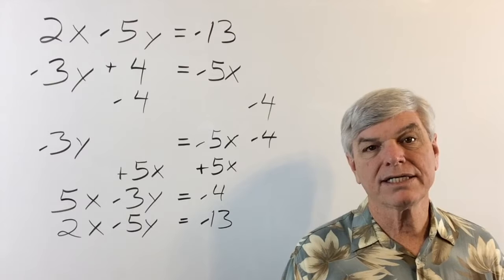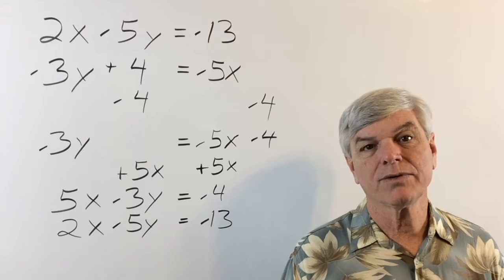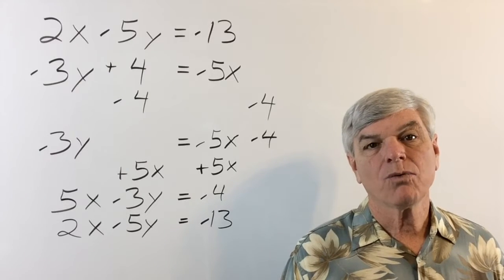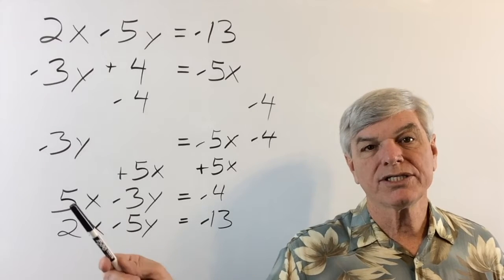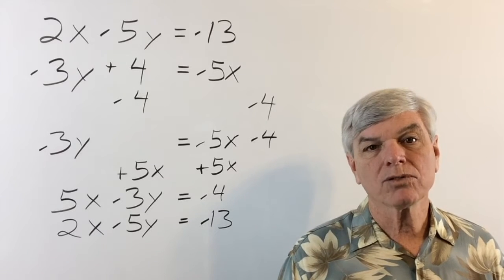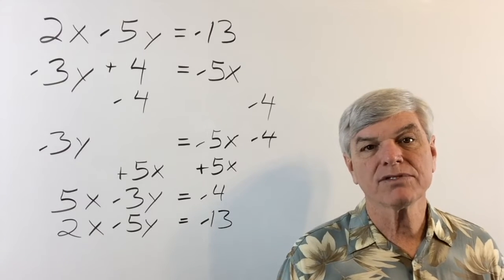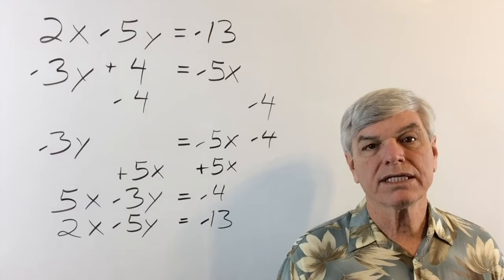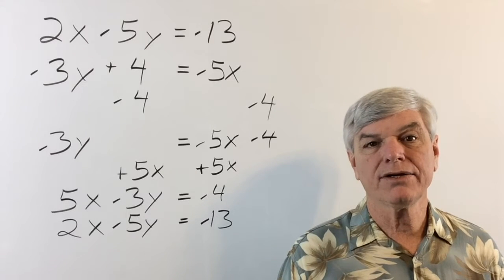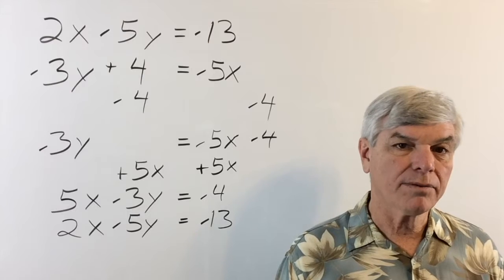What do you think is easier to deal with? 10 is always going to be easier to deal with than 15. So why don't we multiply the first equation by 2, and we'll multiply the second equation times 5, and we'll eliminate that way. But we're not going to do that. Let's look at another problem.